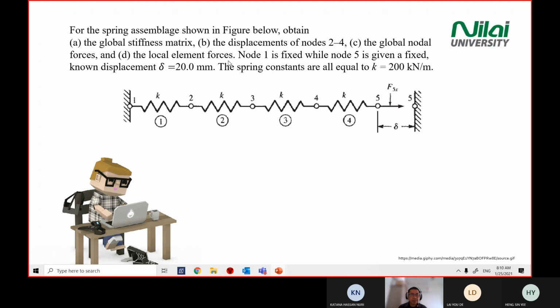And then the local element forces, which means the small f. So we need to look at the global scale and also the local scale. Node 1 is fixed, while node 5 is given a fixed known displacement, which is 20 mm. The spring constants are all equal to k, in this case 200 kilonewton per meter. So how do we solve?